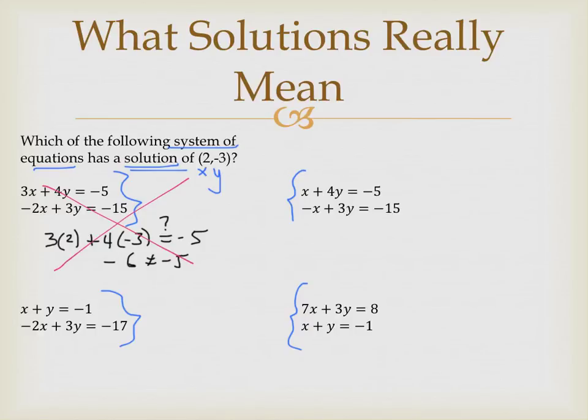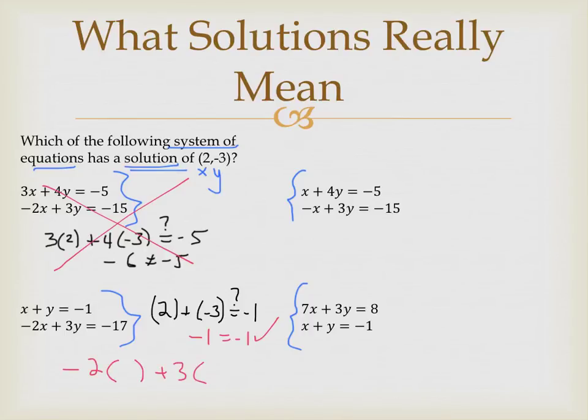Okay, cool. So let's try another one. Let's try this one on the bottom left. Let's plug in x is 2. Y is -3. And let's see if we get a -1. 2 minus 3, that's -1. So that's true, but you can't stop. Don't rejoice yet. Don't circle this answer choice. You have to check the second equation as well.